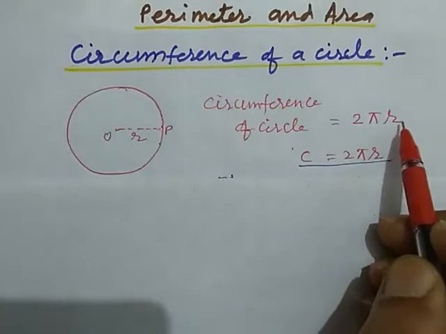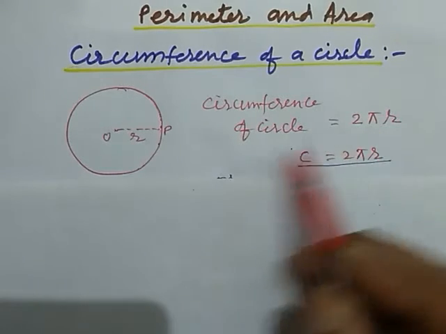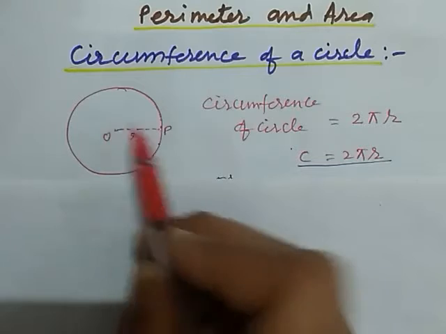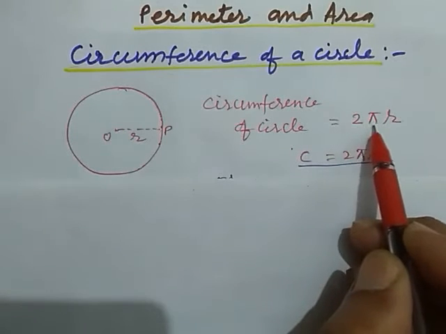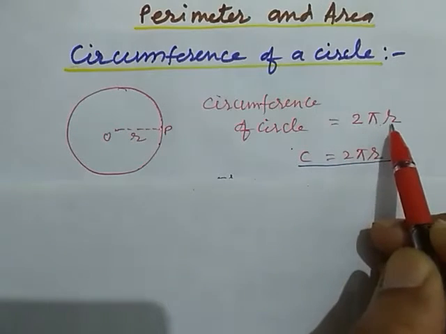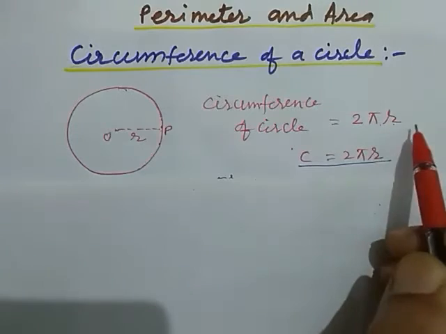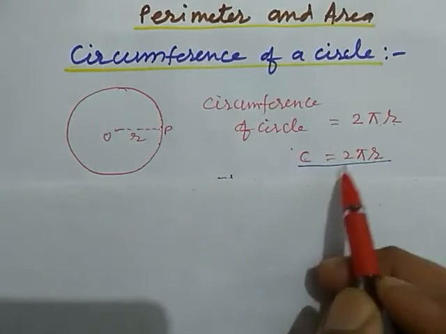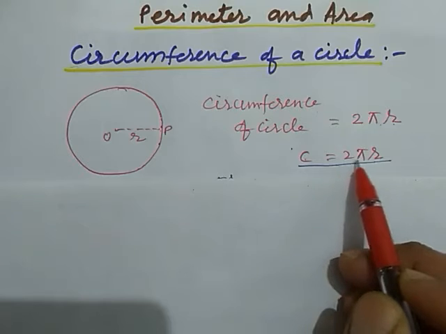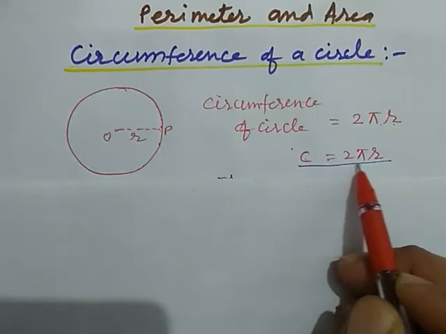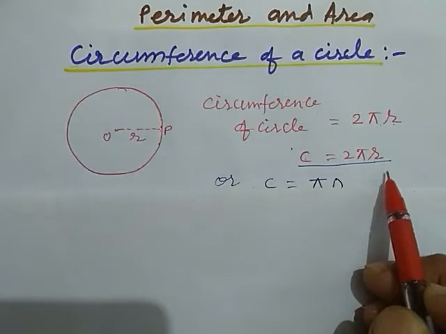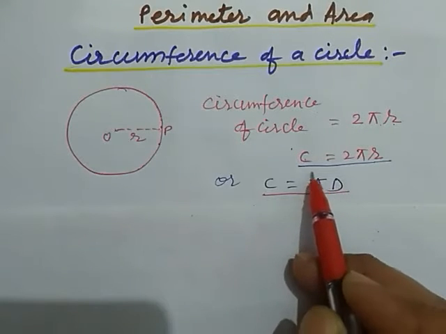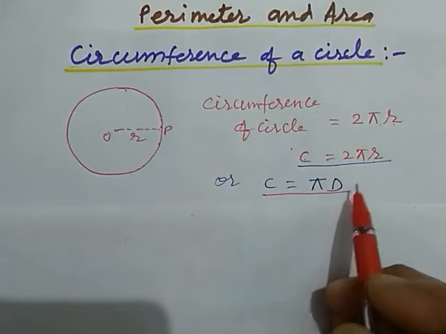The circumference of the circle is 2 pi r. Here the 2 pi is the complete angle, 360 degrees. When we represent it in radians, it is 2 pi, and r is the radius. So here C is 2 pi r. If we want to calculate it in the form of diameter, then C equals pi d.